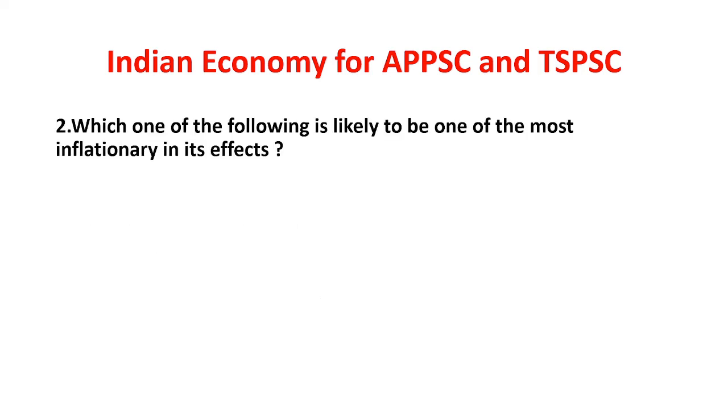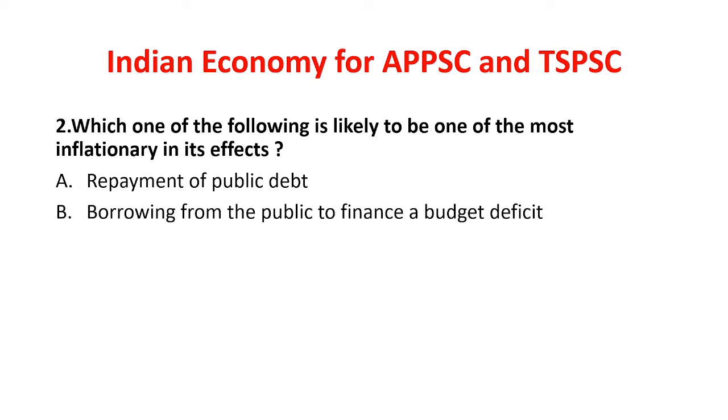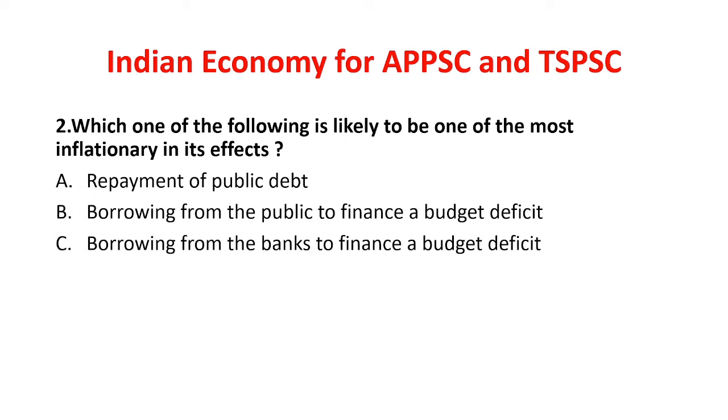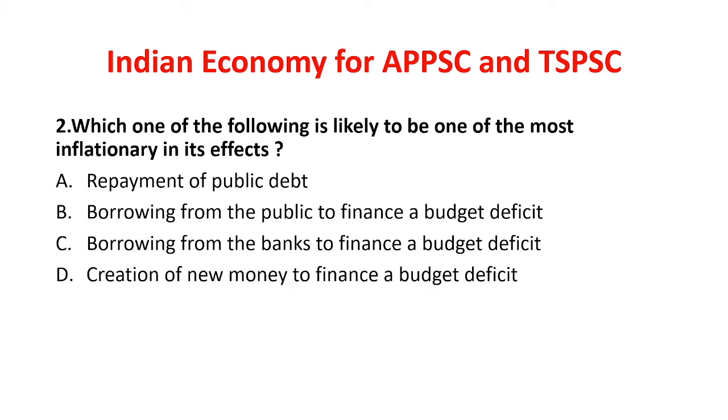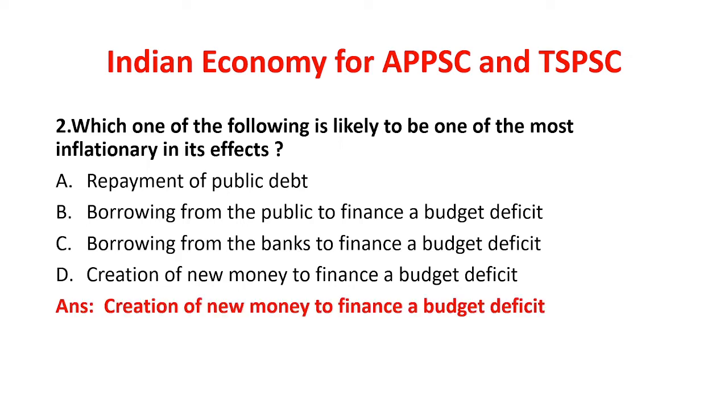Next. Which one of the following is likely to be one of the most inflationary in its effects? And the options are repayment of public debt, borrowing from the public to finance a budget deficit, borrowing from the banks to finance a budget deficit, creation of new money to finance a budget deficit. So, which one is the most inflationary in its effect? It is creation of new money to finance a budget deficit.